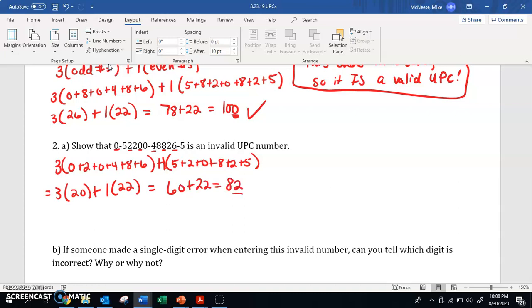So since this one does not end in a 0, we can say this sum does not, underline that, does not end with a 0. So it is not a valid UPC.